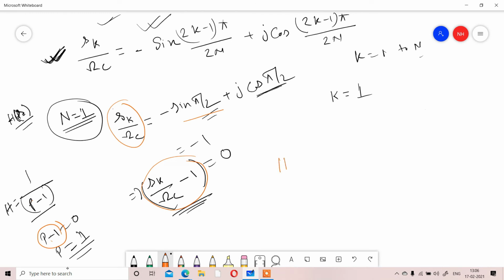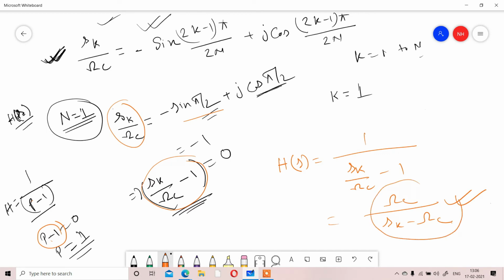So your transfer function simply H(s) will be what? 1 by s_k by omega c minus 1, or simply omega c by s minus omega c. That is your transfer function in the s domain. So for a first order filter, that is your omega c, and that is your H(s). Keep in mind, that is your first order filter.